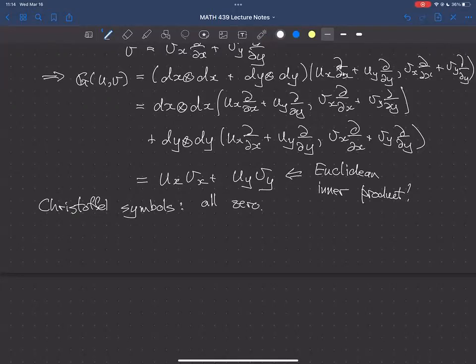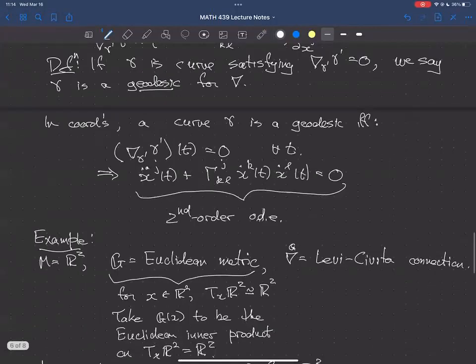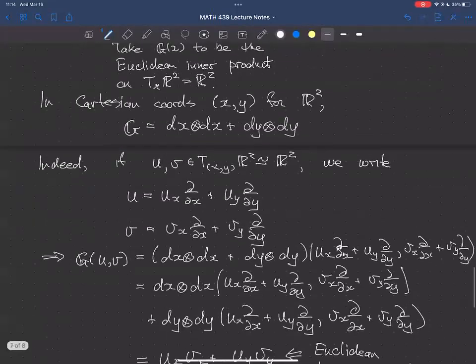All right. So then the geodesic equations are simply those equations written down with the specific Christoffel symbols, which are 0. And so really they're just going to be x double dot equals 0 and y double dot equals 0.